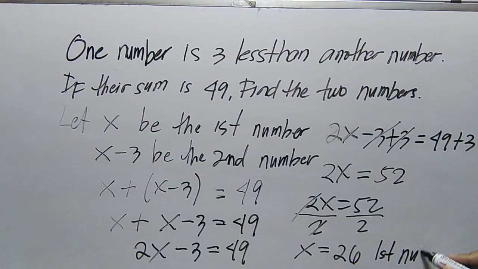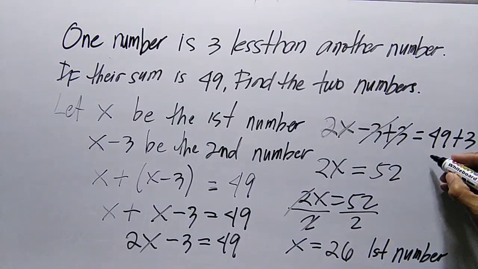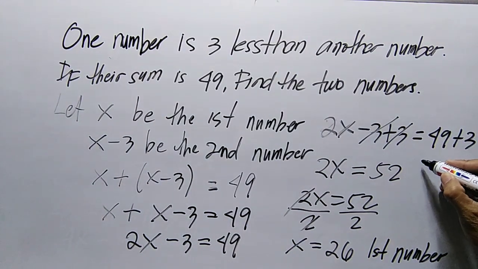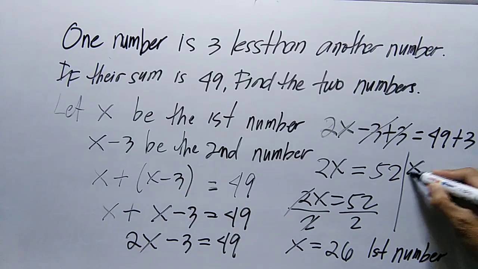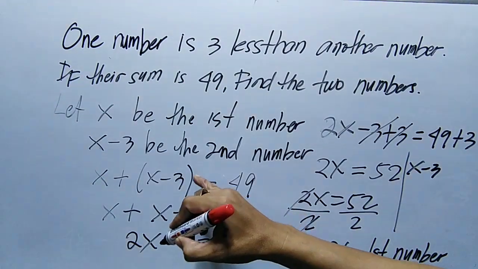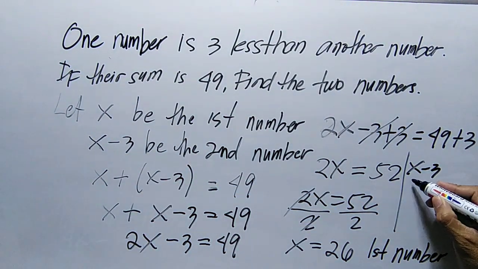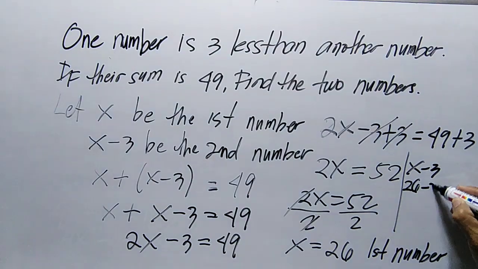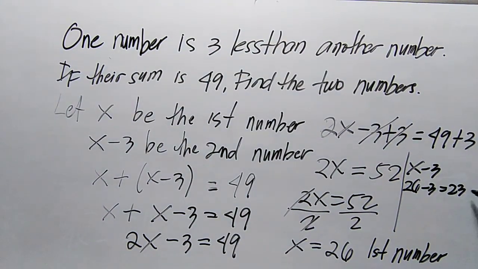Ito yung first number. So, ano yung second number? Okay, dito tayo sa taas. So, yung second number, dito tayo sulat ha, x minus 3. Diba ito yung second number? X minus 3. So, x natin is 26 minus 3. That's equal to 23. So, ito yung second number.